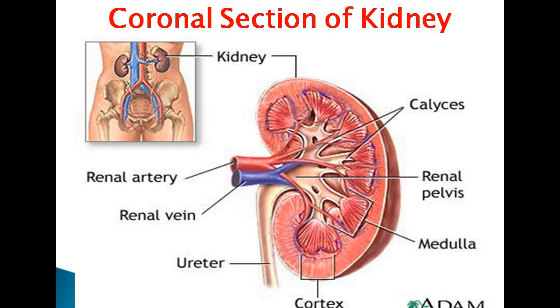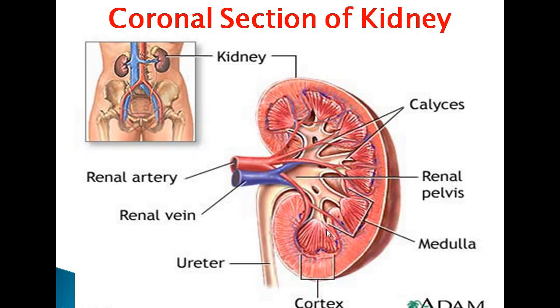The coronal sections of the kidney. Naked eye examination of a coronal section of the kidney shows clearly that there are 2 parts. The outer one is the cortex and the inner pale one is the medulla. So the outer reddish brown is the cortex and the inner pale is the medulla.